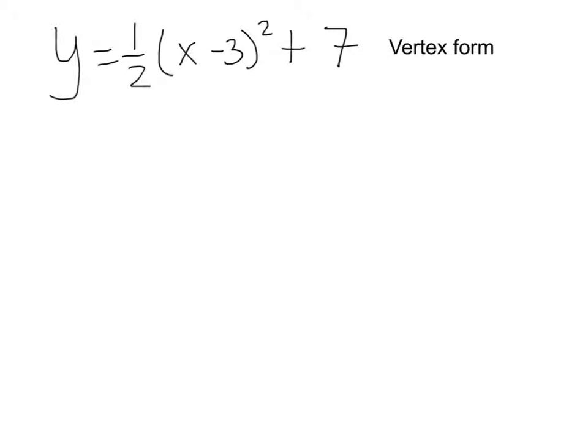So the vertex is going to be an ordered pair, right? And so for the first value, you ask, what will make x minus 3 equal 0? What number can I put for x? 3. 3 minus 3 is 0. So that's the first value in your vertex. And the second value is whatever is outside the parentheses right here. So what is it? 7. Boom. I'm done. There's the vertex.